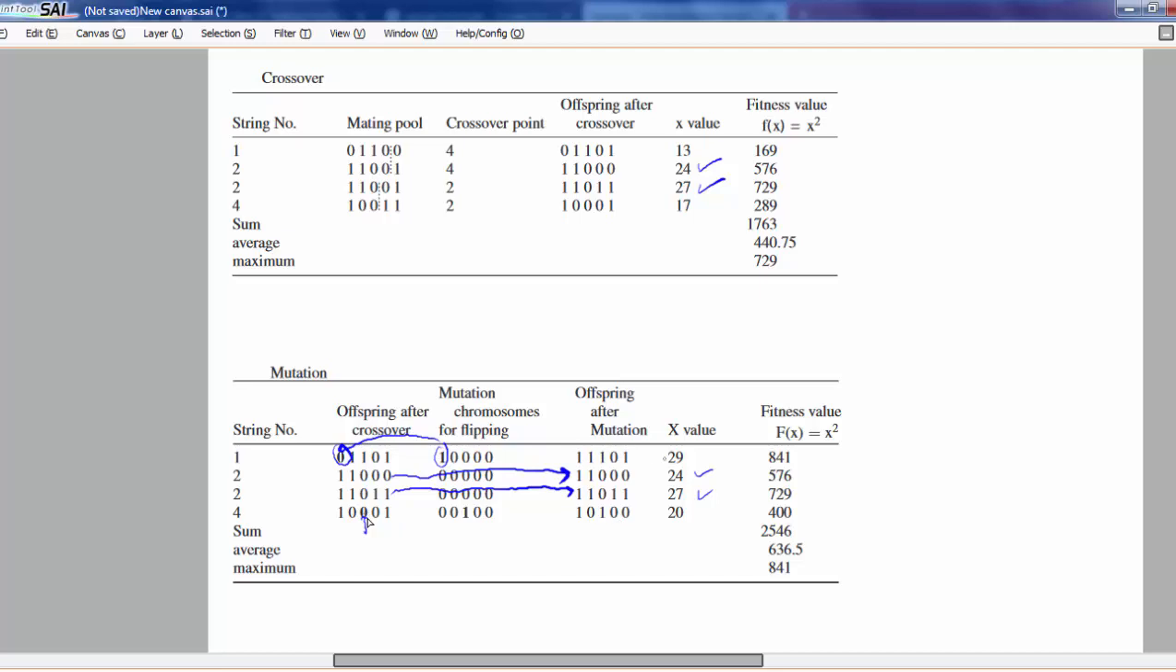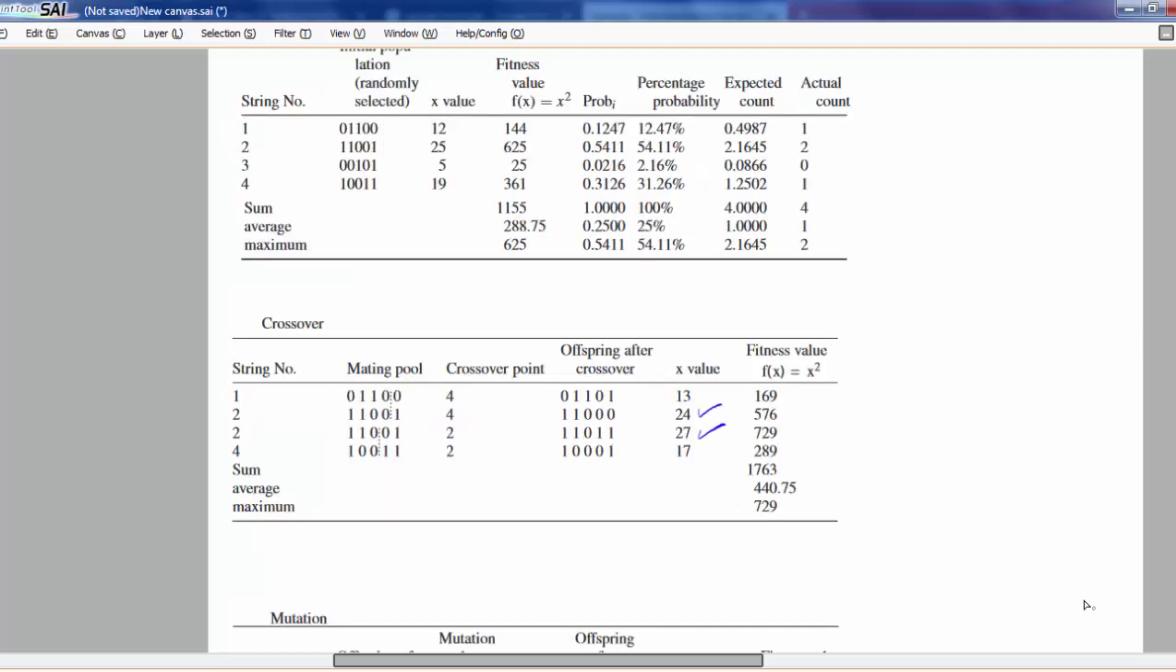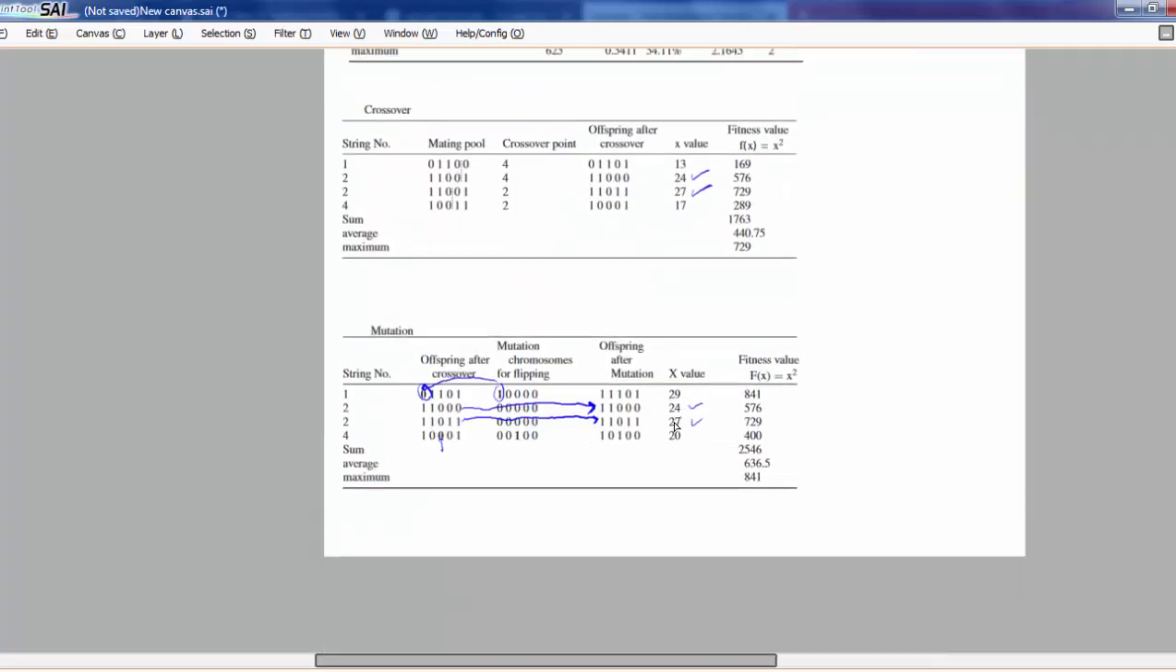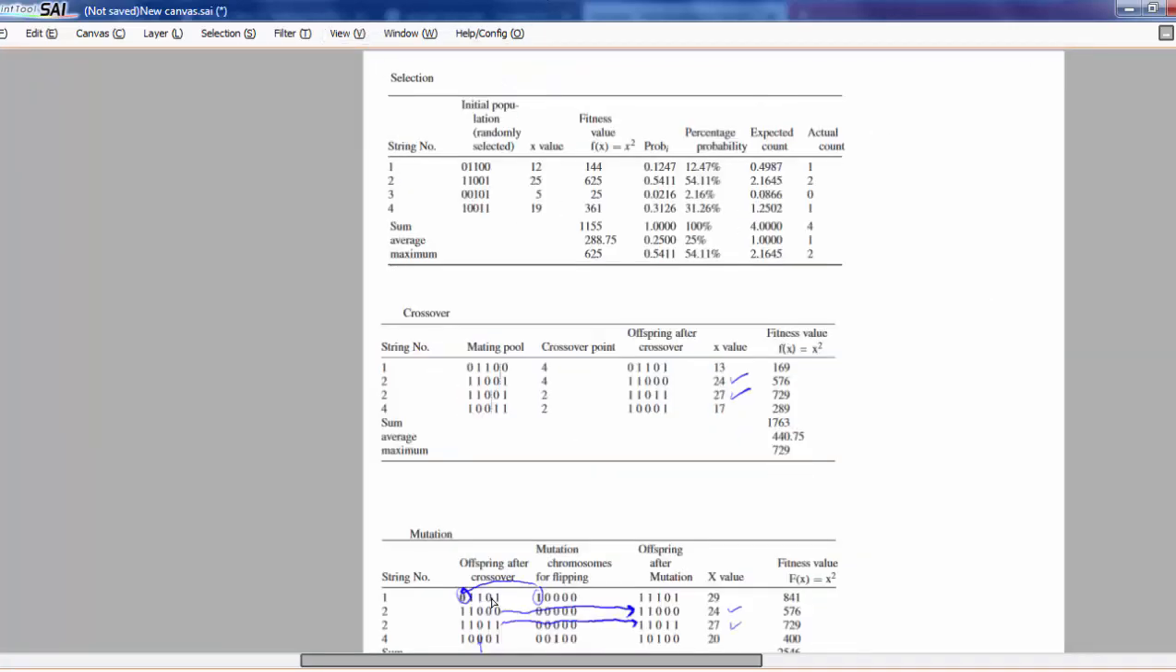After that we compute the fitness for each of these new offsprings. In this mutation, we decode these x values into decimals and compute the fitness. This completes one generation of this genetic algorithm. From these three tables, the selection, crossover, and mutation, we can observe how genetic algorithms combine high performance notation to achieve better performance.